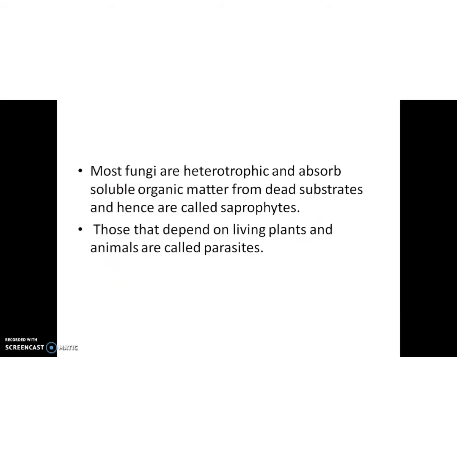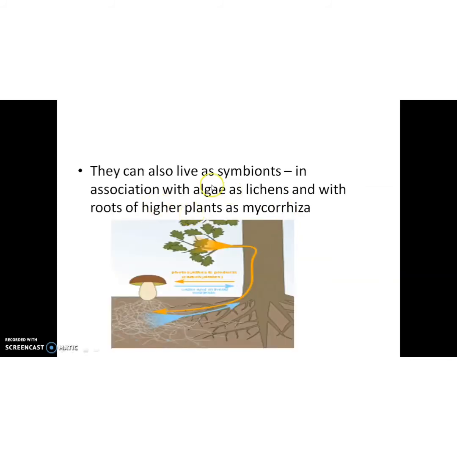Clear? Then most fungi are heterotrophic, we know it, and absorb soluble organic matter from dead substrates and hence are called saprophytes. We know that organisms which live on dead organic material are known as saprophytes. Then some other category of fungi depend on living plants and animals. That's why they are known as parasites. Those that depend on other organisms are known as parasites. Then we can also see some symbiotic biological relationships. Symbiosis means both are beneficial, okay? Both are helping each other. That is symbiosis. That means some fungi live in association with algae.